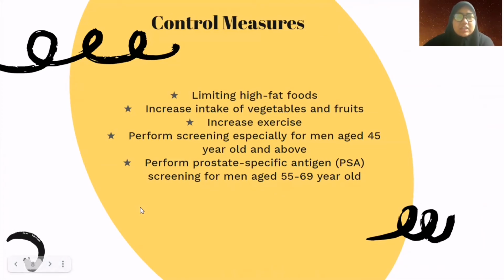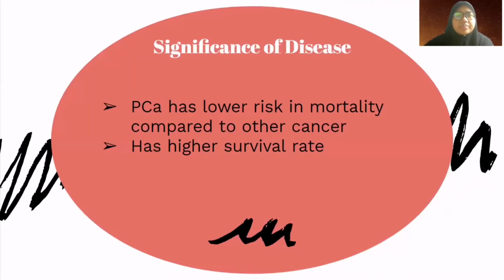Next is the control measures of the disease. Firstly, there's a limitation in high fat food intake. Next is increased intake of vegetables and fruits, increased exercise, performing screening especially for men aged 44 years old and above, and lastly, performing prostate specific antigen PSA screening for men aged 55 until 69 years old.